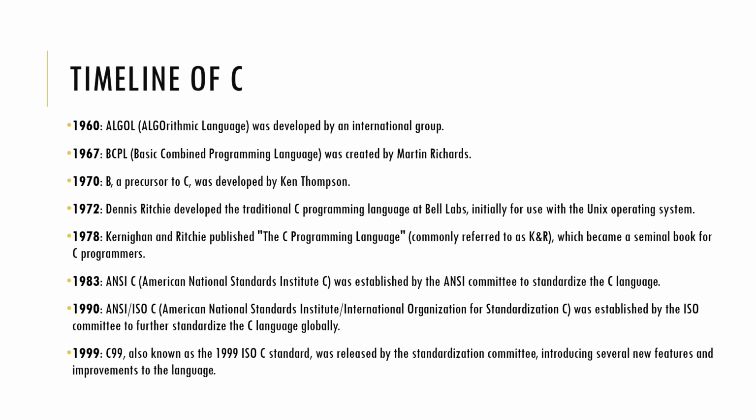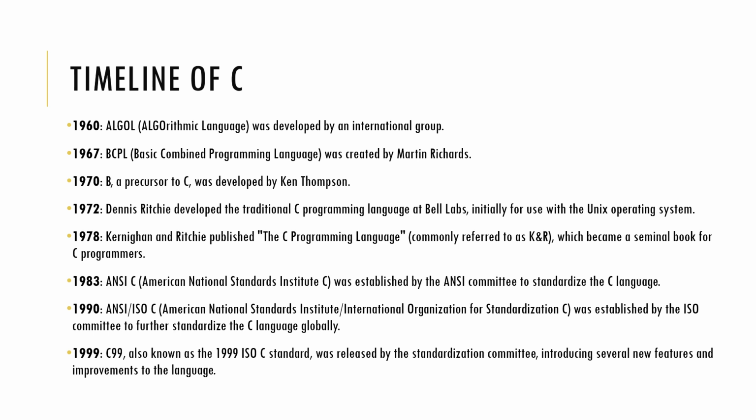In 1960, ALGOL, an algorithmic language, was developed by an international group. In 1967, BCPL, Basic Combined Programming Language, was created by Martin Richards. In 1970, B, a precursor to C or a foundation of the C language, was developed by Ken Thompson. And in 1972, finally, Dennis Ritchie developed the traditional C programming language at Bell Labs.